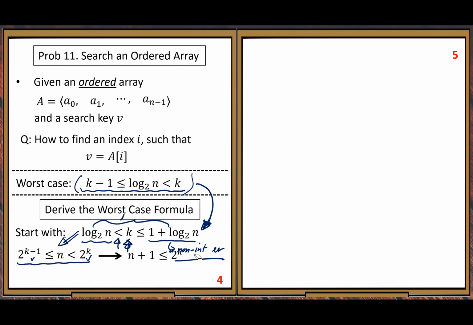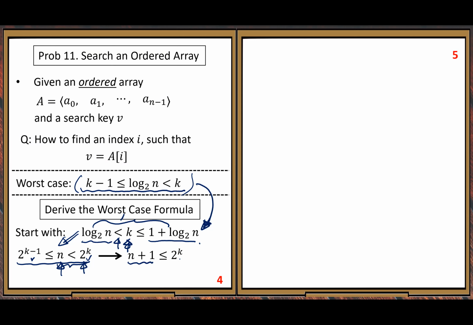Then look at that. So here. And look at the right-hand side inequality. N strictly less than 2 to the k. Can we write n plus 1 less than or equal to 2 to the k? N is an integer. 2 to the k is also an integer. One integer is strictly less than another integer. Then we increase the smaller one by 1. Can we say this n plus 1 is less than or equal to 2 to the k?